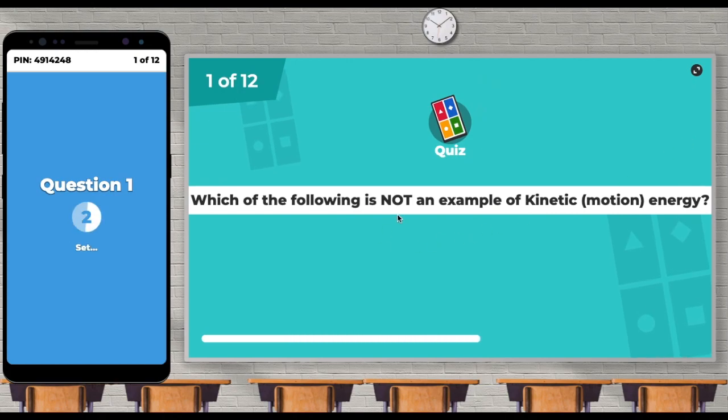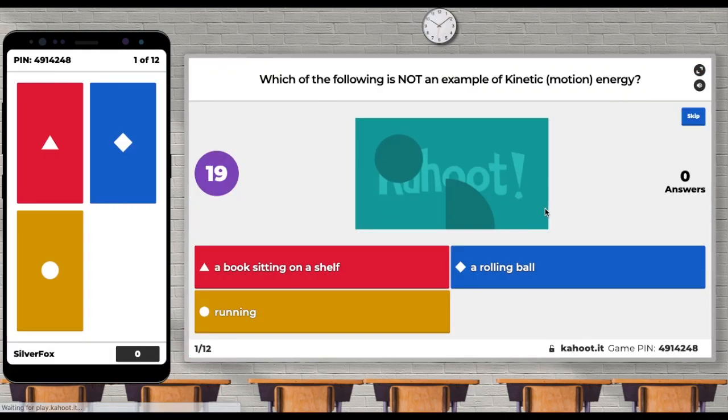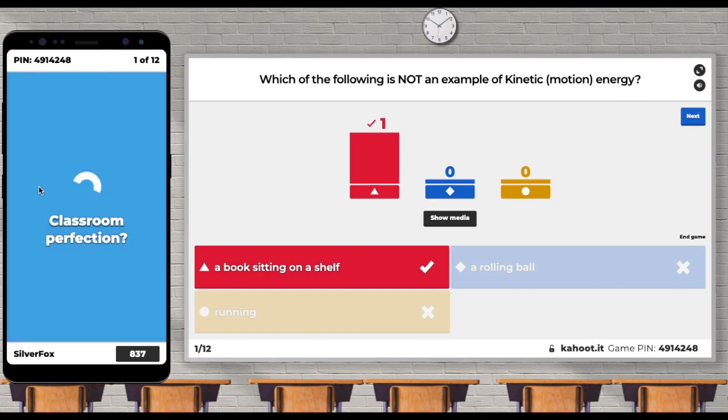Which of the following is not an example of kinetic motion energy? Our options are a book sitting on the shelf, a rolling ball, or running. Kinetic energy is motion energy. A rolling ball is moving. If you're running, you're moving. So those are both kinetic energy. A book just sitting on a shelf does not have kinetic energy. It actually has gravitational potential energy.